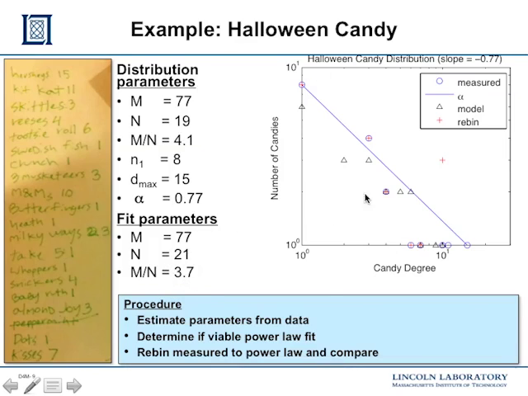And this shows you the data. This is the candy degree, and this is the number, and this shows you what we measured. This is the poor man's slope here. This is the model. And one thing we can do, which is very helpful, is rebin the measured data using the bins extracted from the model, and that gets you these red plus signs here.